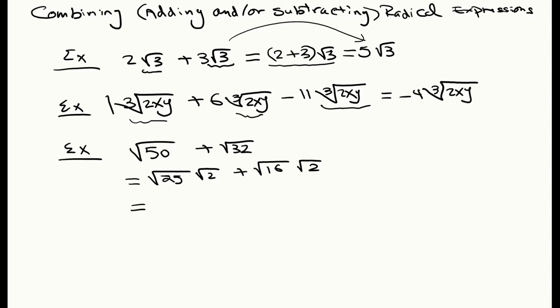Now notice that the square root of 25 is just 5, so we get 5 radical 2 plus 4 radical 2, and now we have like terms which we can combine, and we end up with 9 radical 2. So sometimes we have to do a little bit of work before we discover our like terms. Make sure you understand that before we proceed.